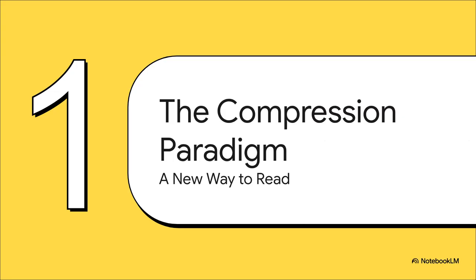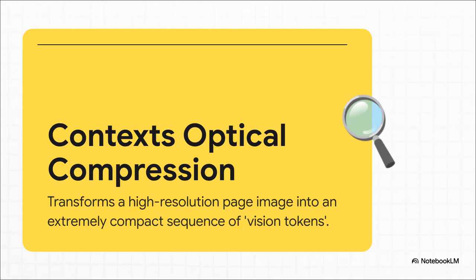And that brings us to the core idea here, what they're calling the compression paradigm. You have to understand, this isn't just a minor upgrade. It's not just a faster horse. It's a completely different way of thinking about how an AI should read in the first place. The fancy term for this magic is Contexts Optical Compression.